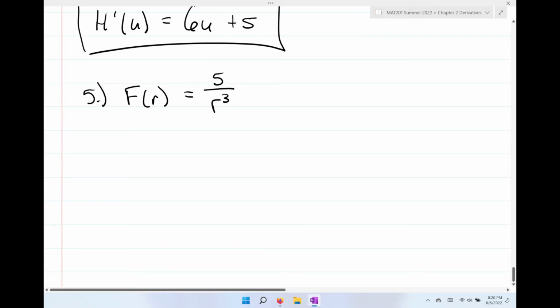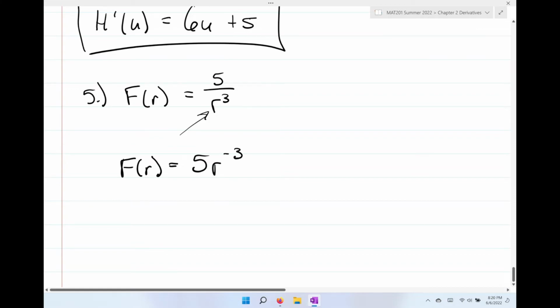Okay. Now, with this situation, we have f of r equals 5 over r to the third. And we are forced to use some algebra here, because if you notice, this is the first time where you got the variable in the denominator. So we are forced to go ahead and use algebra. We're going to have to rewrite this as f of r equals 5 times r to the -3.